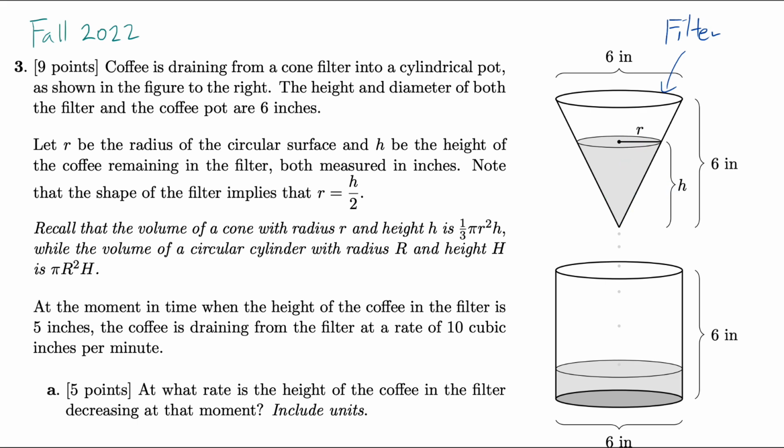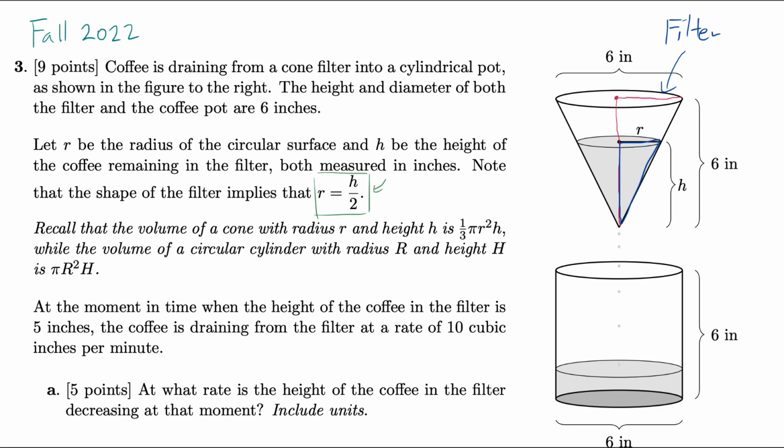And they tell us, this might not be a super obvious thing, that the shape of the filter implies r equals h over 2. The reason this is true, for those of you who are interested, is similar triangles. When I look at this picture and this triangle, let's say this is the center of the cone, the entire cone, and I draw a red triangle as shown here, then it shouldn't be too hard to see that this triangle and the entire red triangle are similar triangles. Again, you don't have to know this, but I'm just pointing it out.